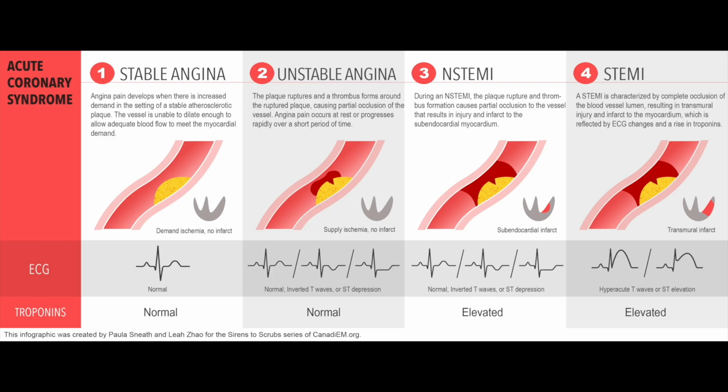Another cause is coronary artery vasospasm. That's where the artery itself suddenly clamps down, constricts. You see this sometimes with cocaine use, what we call a cocaine-induced MI, or in a specific condition known as variant or Prinzmetal angina.